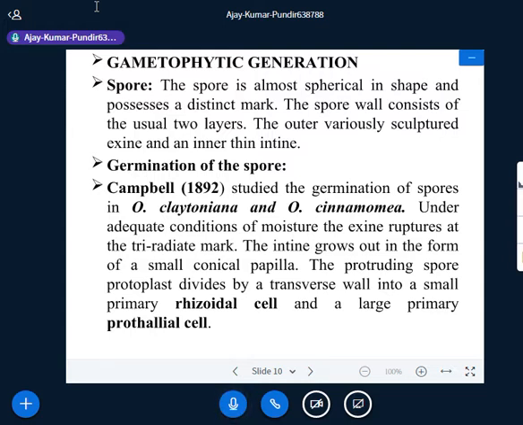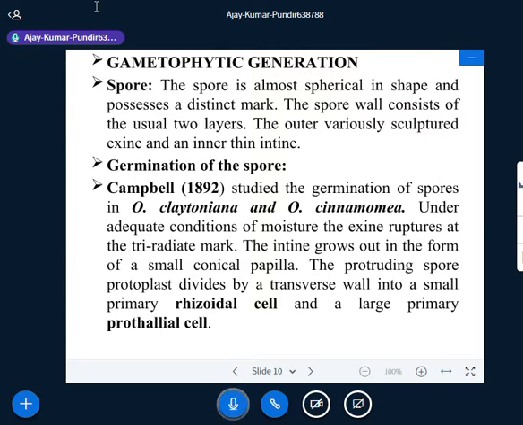What happens during the germination of spores? During germination, the spore ruptures at the point of the triradiate ridge. First of all, the spores absorb moisture from the atmosphere and they swell and become turgid. As a result, the exine bursts and the intine comes out.